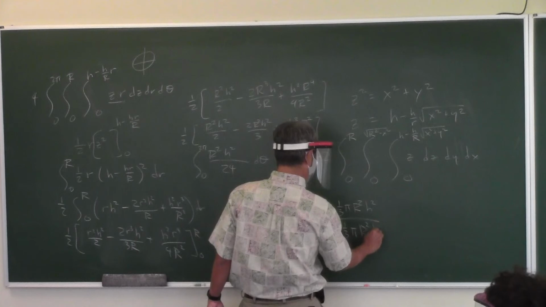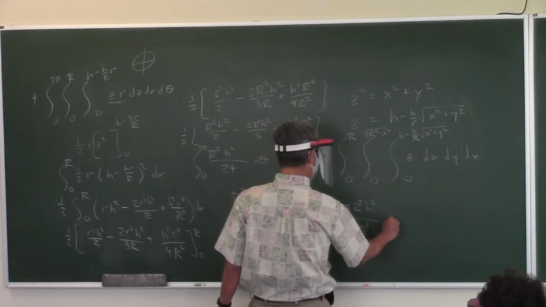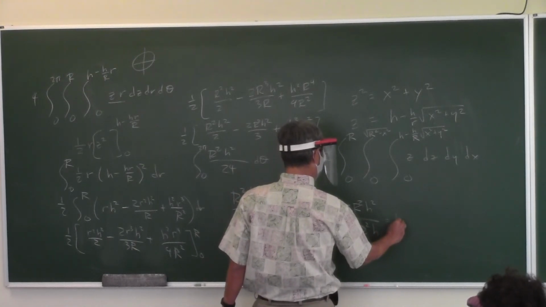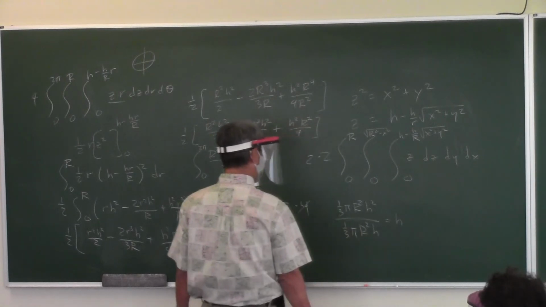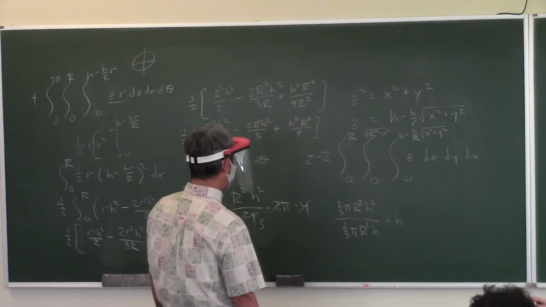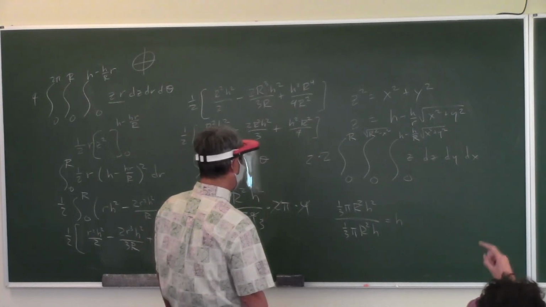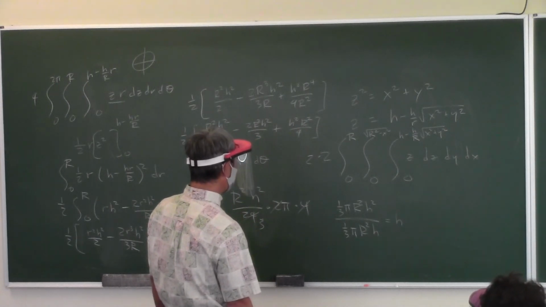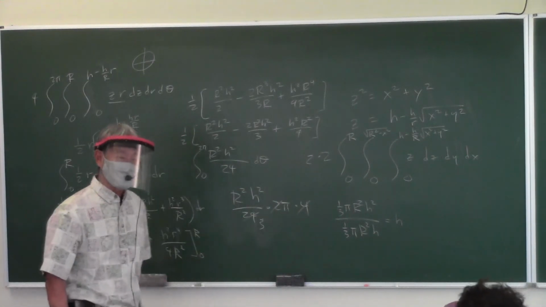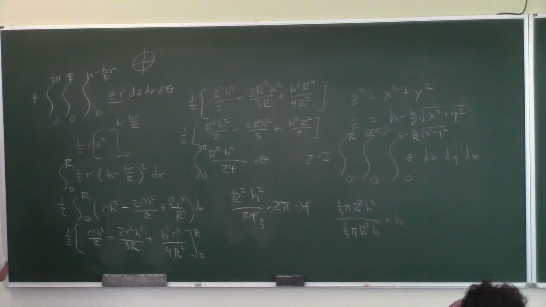R squared H. So we get, it's at the top. It's on the top. What do you mean it's on the top? Eight is the top. If our answer is 8, no, that's not the answer. We did something wrong.